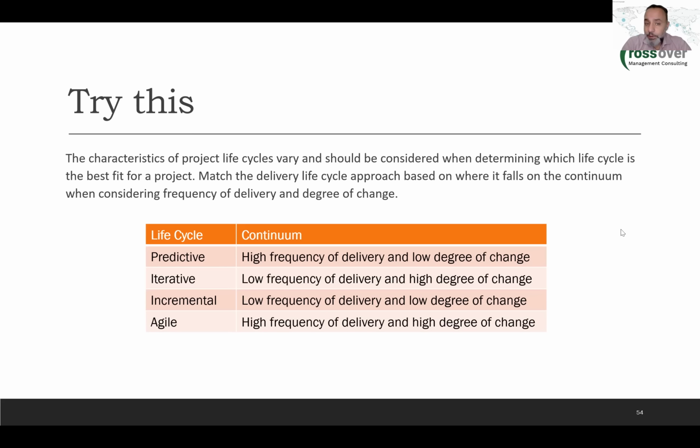We have, of course, the predictive, the iterative, the incremental, and the agile. We have on the right, high frequency of delivery and low degree of change, low frequency of delivery and high degree of change, low frequency of delivery and low degree of change, high frequency of delivery, sorry, and high degree of change. Okay, what do you think? The predictive goes with what option?